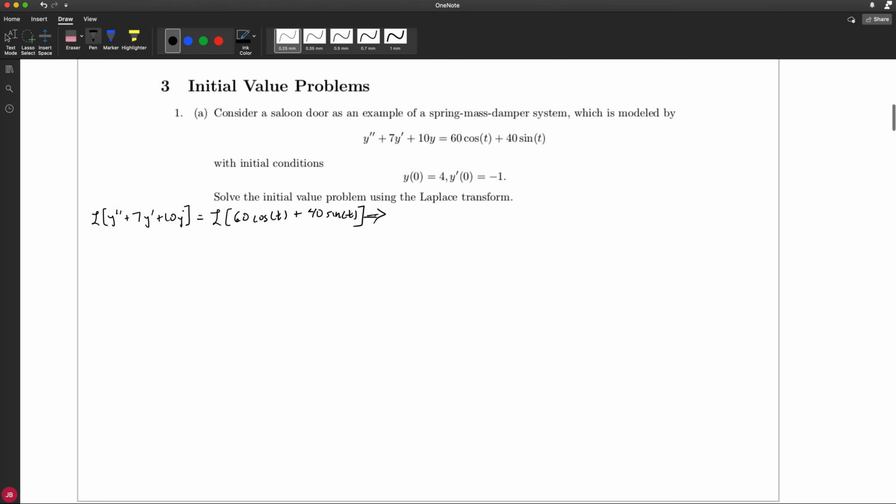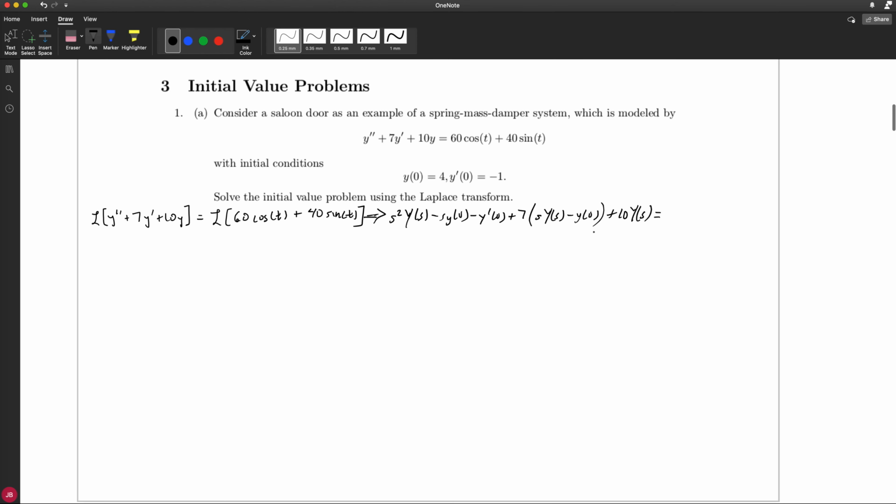Well, the left-hand side, that's going to be the Laplace transform of y double prime. So look on your chart. That's s squared Y(s) minus s times y(0) minus y'(0), right? And then we get plus 7 times the Laplace transform of y prime, which is sY(s) minus y(0), and then plus 10 times Y(s). That's what the Laplace transform of 10y is.